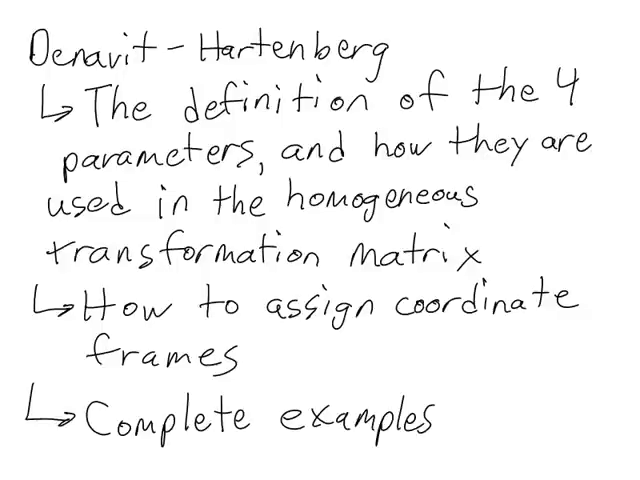The rest of these videos have 3 parts. One part is the definition of the 4 parameters and how those parameters are used to find the homogeneous transformation matrix. The second part is how to assign the coordinate frames. In that part, I'll give you the rules for how we have to assign coordinate frames, and I'll give you some examples for how we do this correctly. Finally, I'll show some complete examples of the Denavit-Hartenberg method.